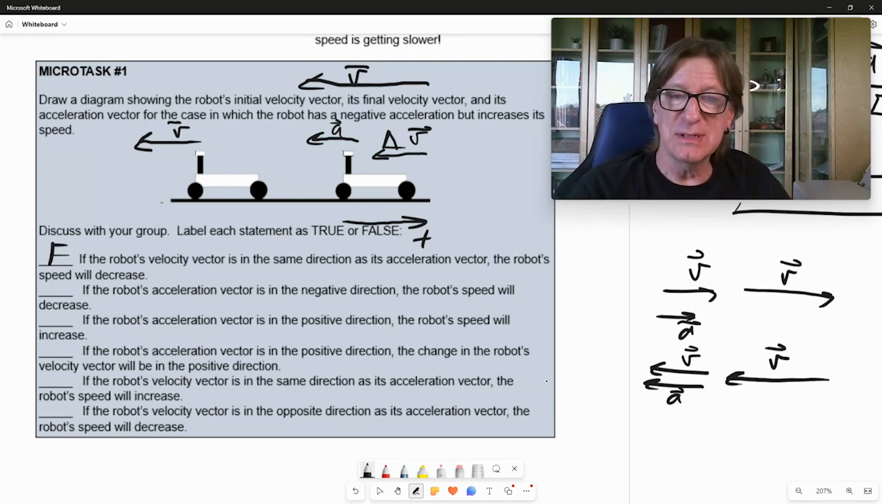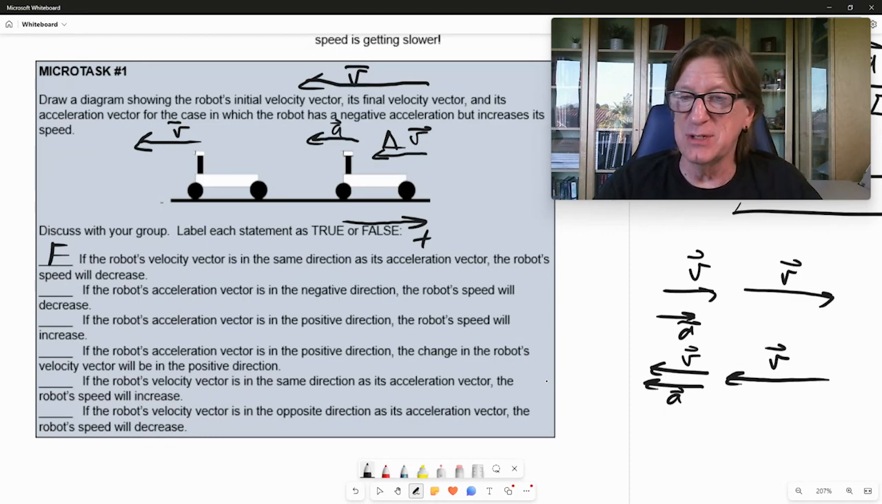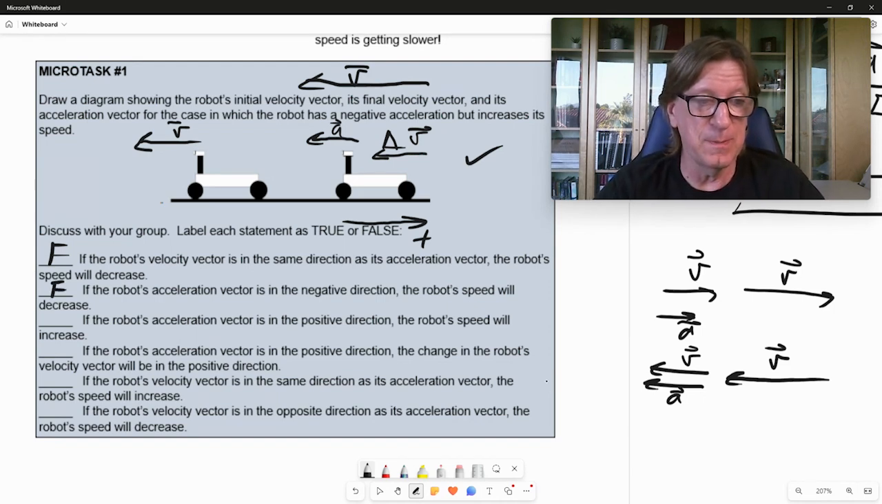If the robot's acceleration is in the negative direction, then the robot's speed will increase. Well, we've already seen an example of that, right? This example that we have right here, gave it the robot at the beginning of the microtask, this right here. If we gave the robot a negative acceleration, it actually increased its speed. So that's certainly not going to be true.